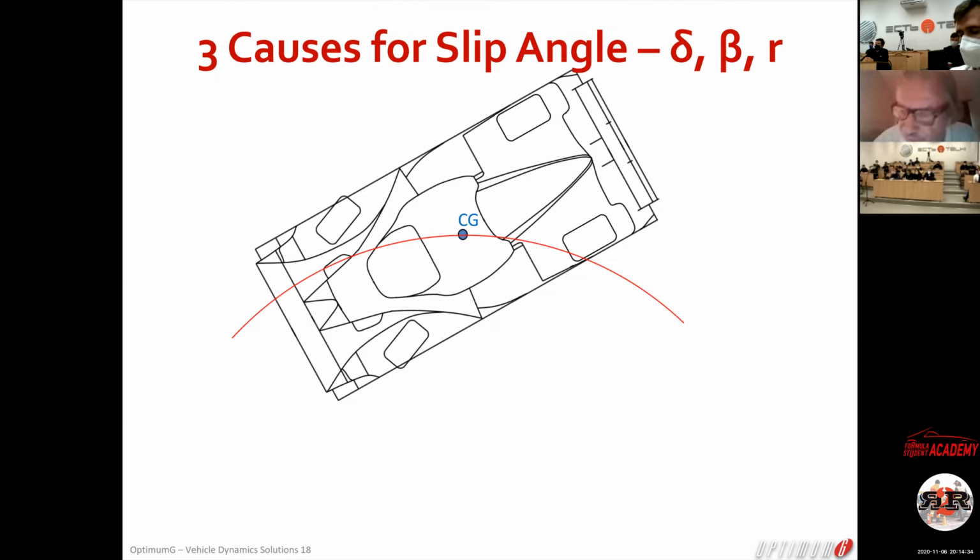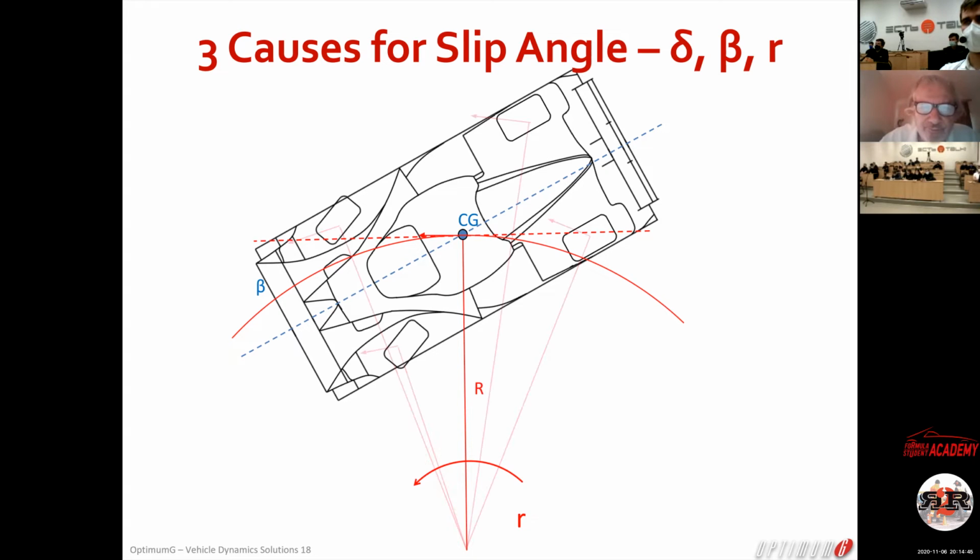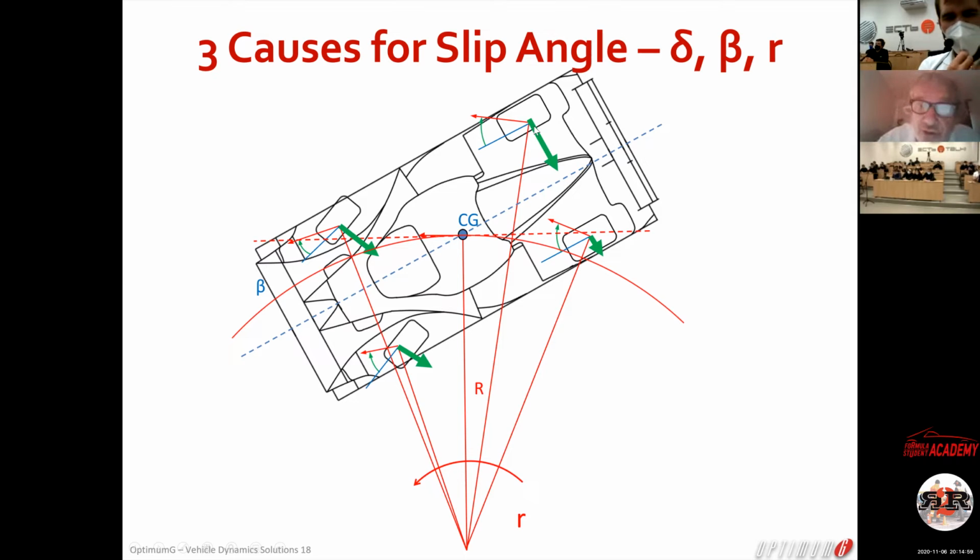So you have 3 causes of the slip angle: the delta, beta, and r. Don't worry, I'm going to explain that to you. Beta is the yaw angle of the car, okay? And then delta is the steering. And then from there, I can calculate the slip angle that I have on all the tires. And guess what? If I know the slip angle and the vertical load on the tire, and I have the tire model, I can calculate the grip on each tire.